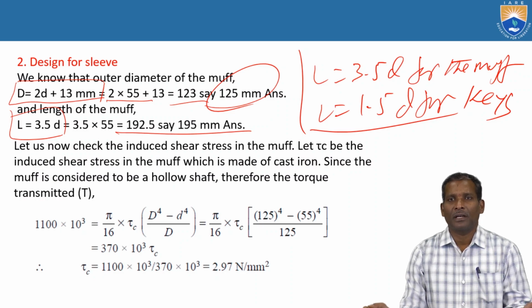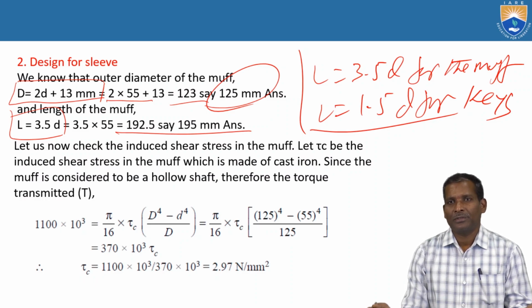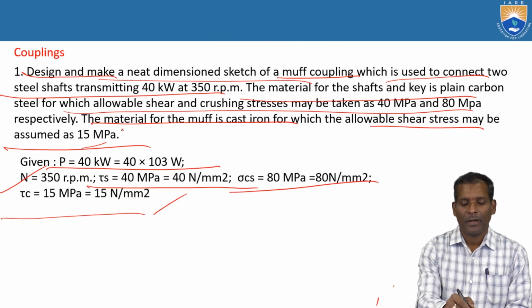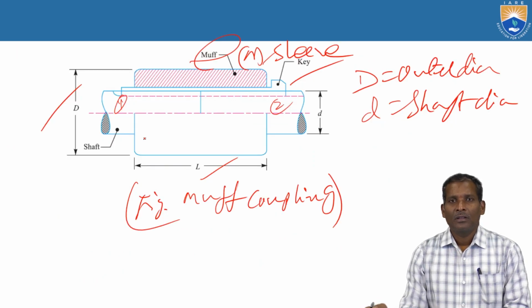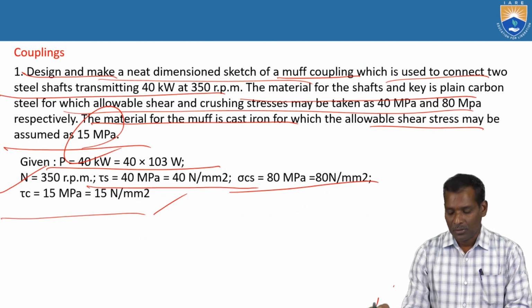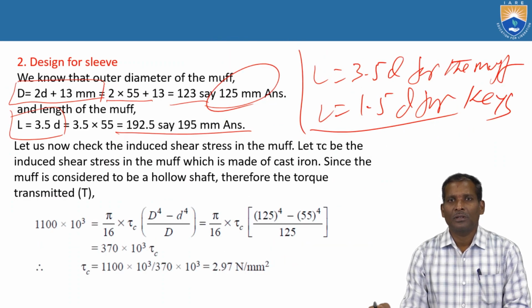Now check the induced shear stress in the muff with the given values. Let us assume the induced shear stress is tau c in the muff for the cast iron material. In our problem, for the cast iron material, the given shear stress value is 15 megapascal. We have to check whether this value is safe or not. So how do you check here?